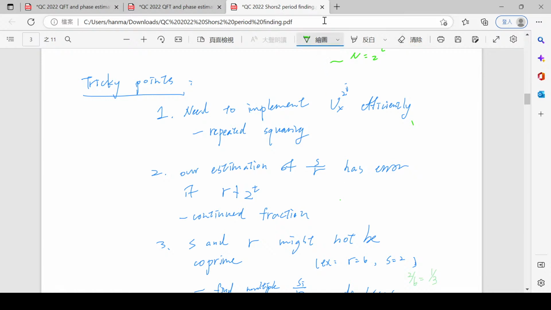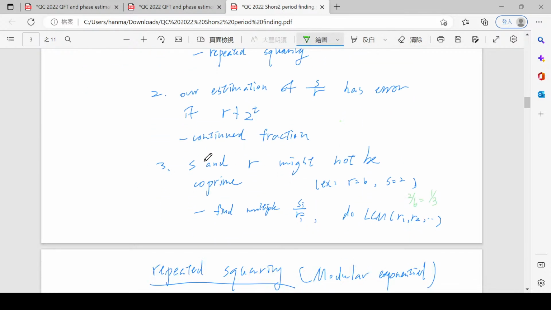And the other problem still related to R is that the S you find might not be coprime with R. An extreme example is S equal to 0, as we said in this class. It's a kind of singular example. But with S equal to 0, then it's 0 over R equal to 0, and you are just not getting any information. A less extreme example is say R equal to 6 and S equal to 2.